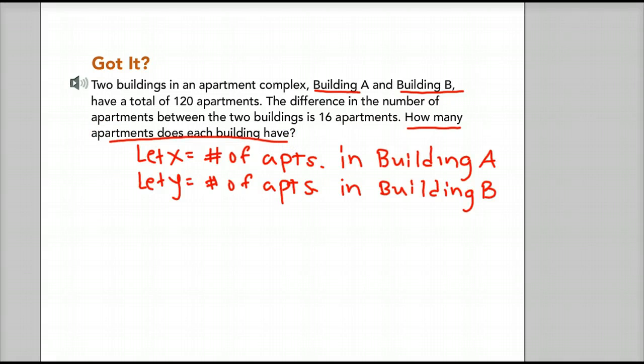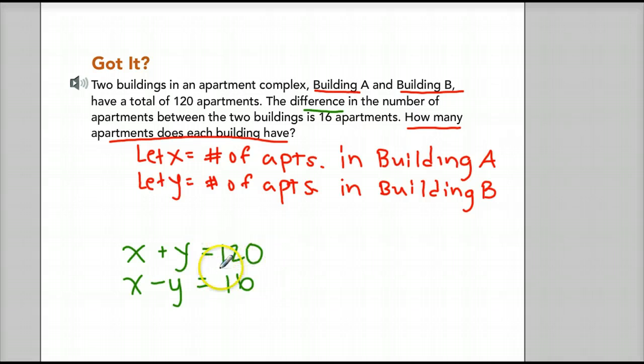Okay, so let's set up our equation. There's going to be two equations because we're working with systems of equations, so we know there's going to be two. So building A and building B have a total of 120. So we know building A, which is x, plus building B, which is y, equals 120 apartments. Now it says the difference in the number of apartments between the two buildings is 16. So all this means is, remember, difference implies subtraction. This just means x minus y equals 16. So x plus y equals 120. x minus y equals 16.